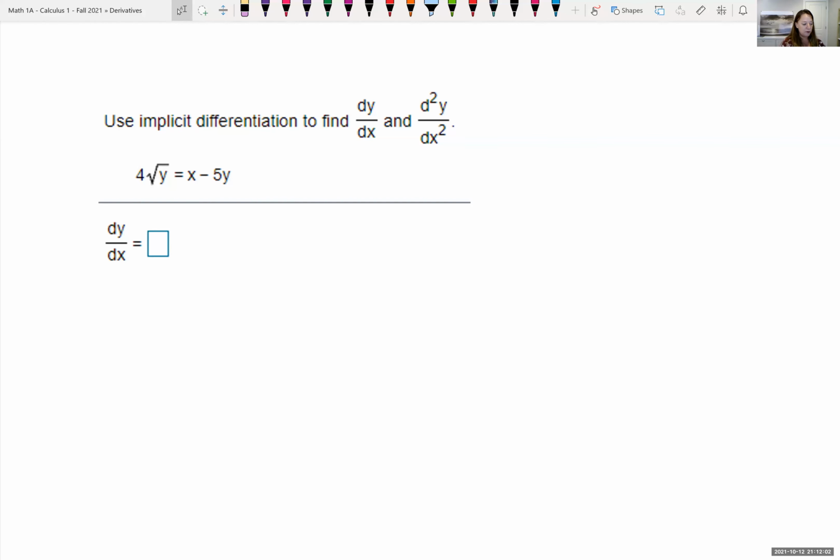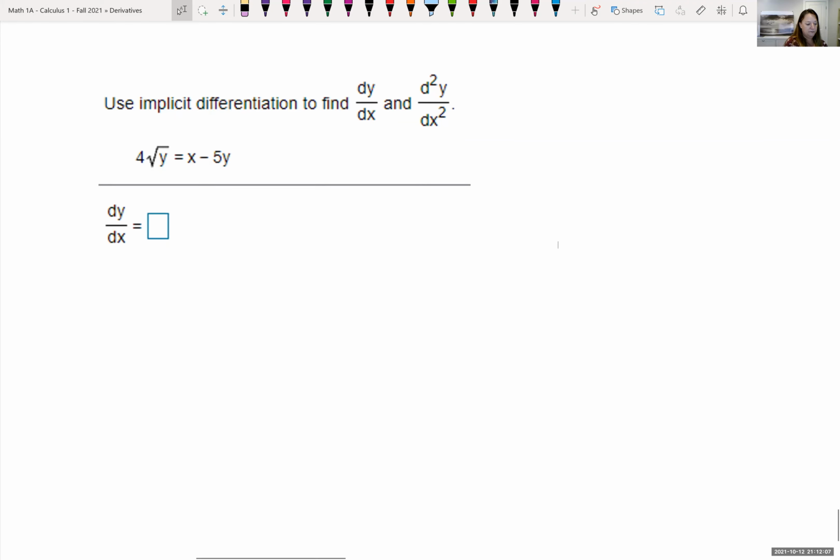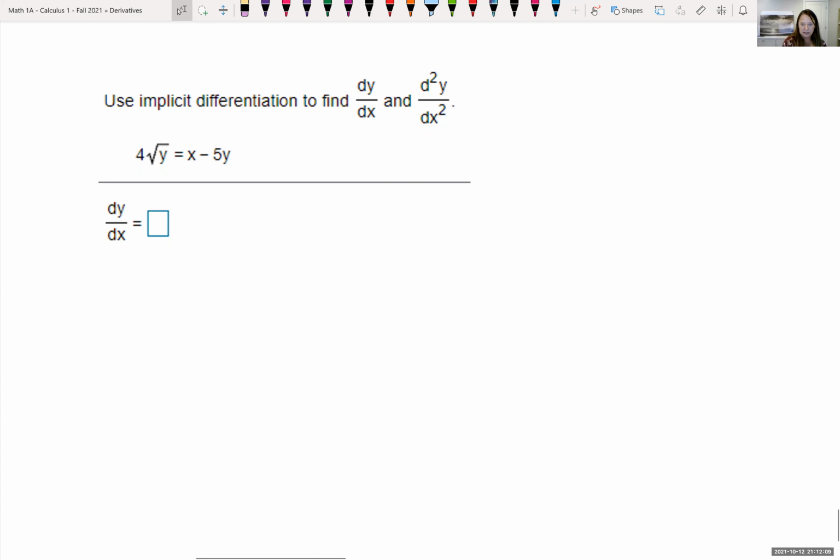Okay, so here's an example where we want to find the first and second derivative using implicit differentiation. Let's first rewrite this as 4y to the 1/2 power equals x minus 5y. Wherever we see a y and we take a derivative with respect to y, we're going to rewrite times dy/dx, the derivative of the inside.